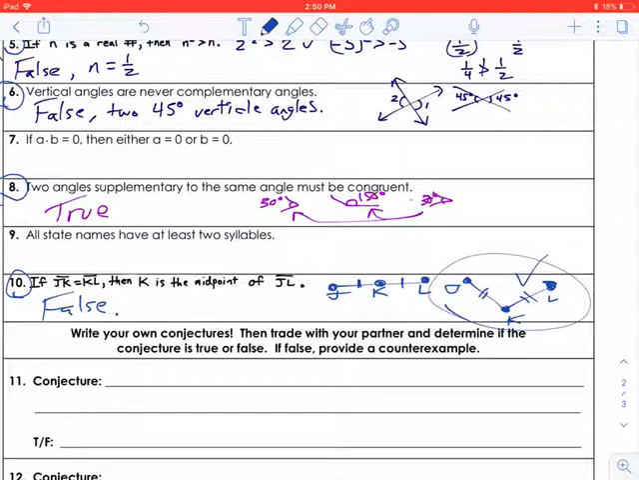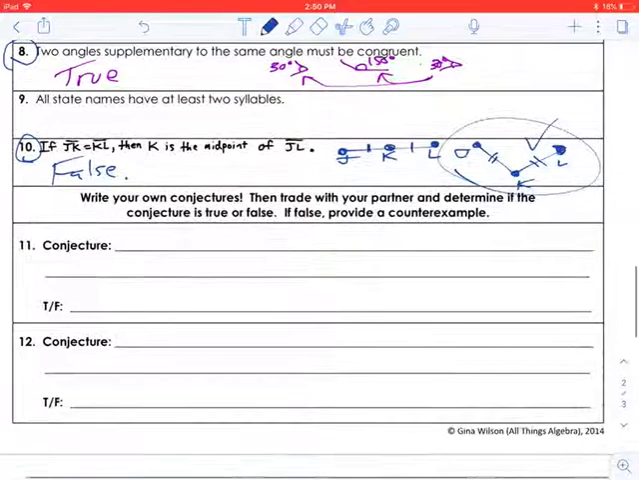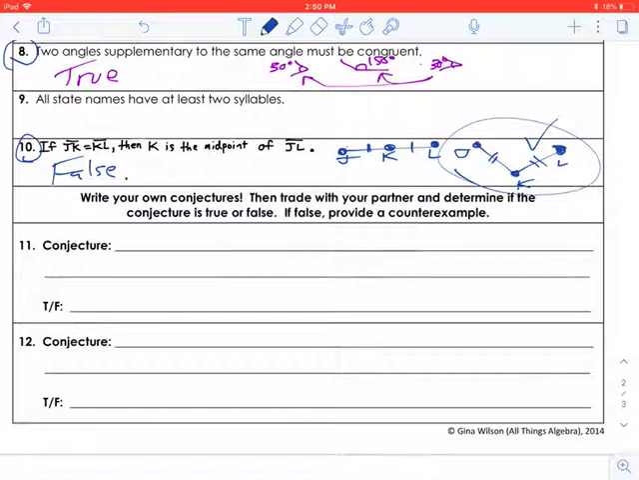Okay? So that last part here, we're going to talk about doing a Flipgrid. So we'll talk about that in class for the Monday people, and the Tuesday people, I'll talk to you in class about that as well.